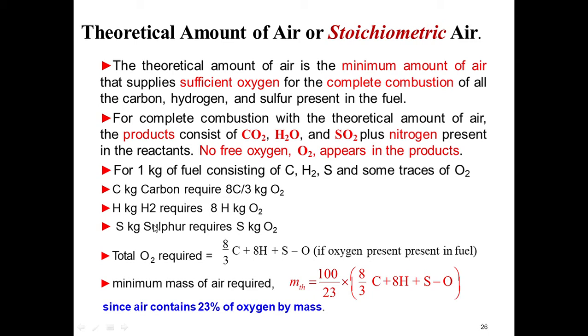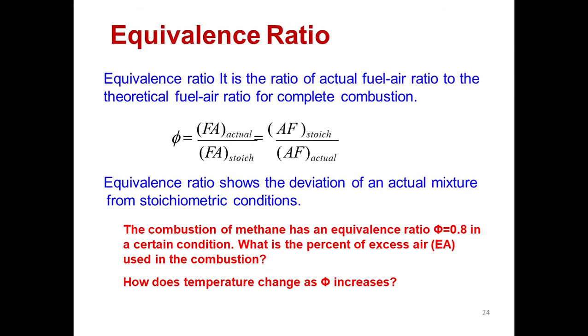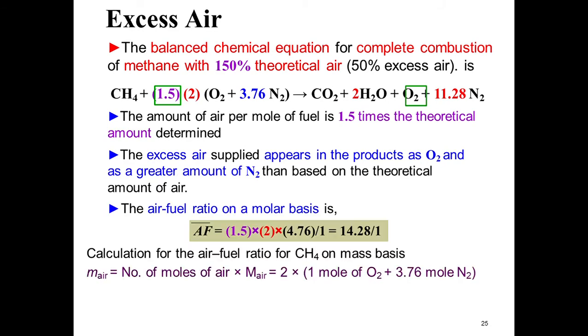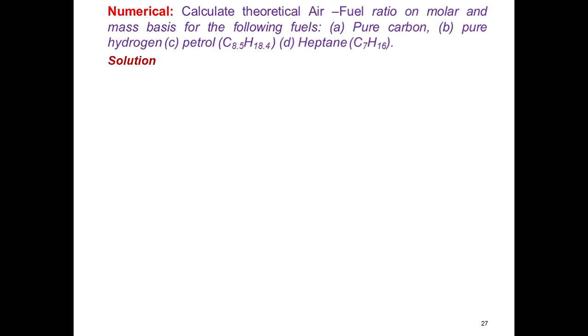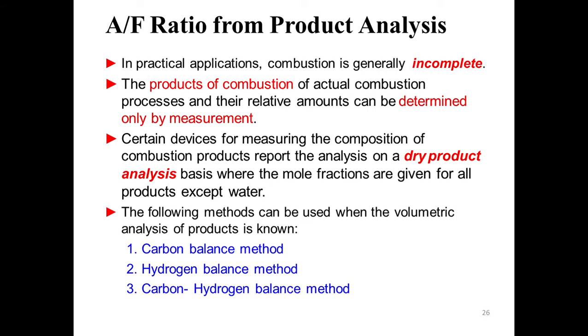Okay, so we are using the fuel analysis, and based on that fuel analysis, we have calculated the minimum amount of air required. But if you do not have the fuel analysis, but you have the combustion product analysis, then how do you find out the excess air or the amount of air required?